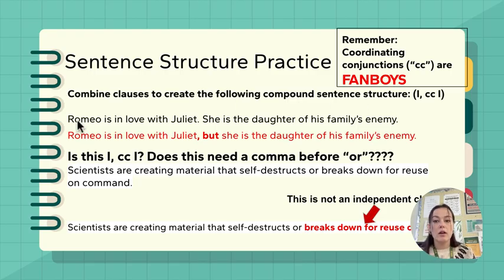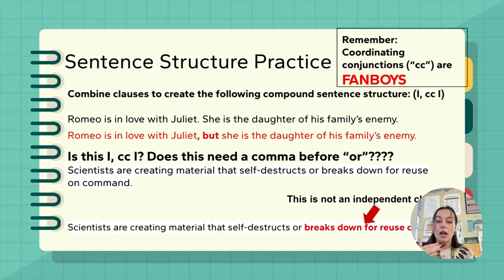So, Romeo is in love with Juliet. She is the daughter of his family's enemy. As you can see, we have two equal sentences. Both of them are independent clauses. So when we put the fanboy, or the coordinating conjunction, but in there to combine the two sentences, that makes sense. That works because it's two equal parts, okay? Two equal parts. You have the comma, you have the fanboy, and perfect. It looks grammatically correct, and that is a nice compound sentence, okay?